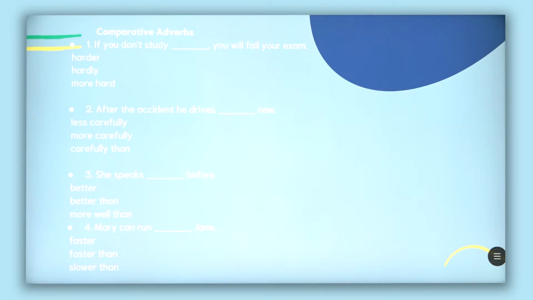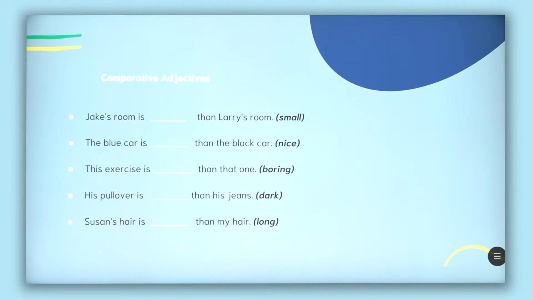The third one: she speaks better than before. We've got the comparative degree, and of course here we will use than. Mary can run faster than Jane. Again, we will continue with comparative adjectives and see the difference between the usage of comparative adverbs and comparative adjectives.